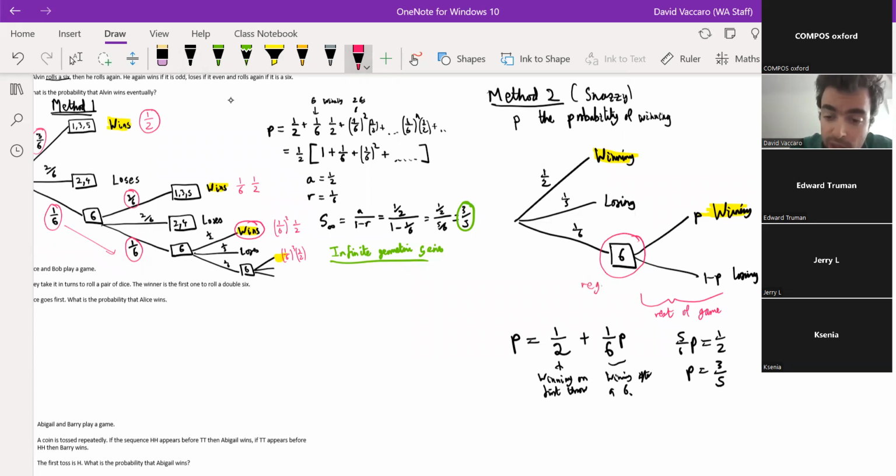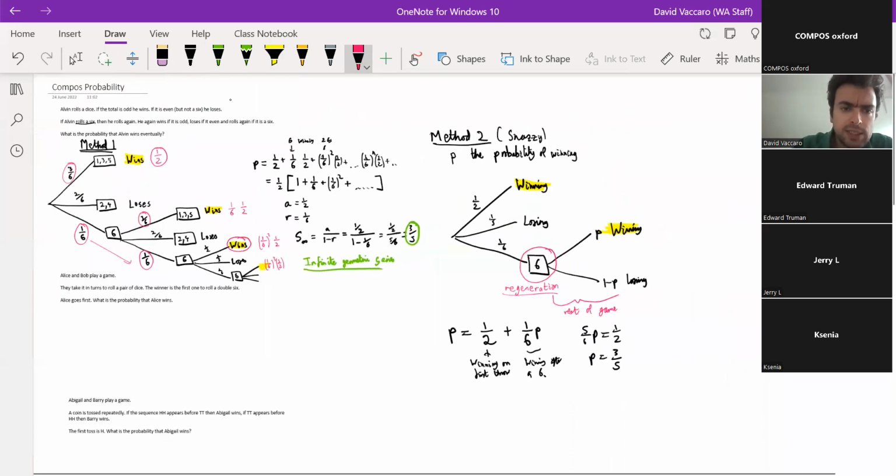Okay, this method of noticing that the game begins again is worth giving a name, and it turns out to be quite useful in games. It is called a regeneration. So the game at this point has just started again.